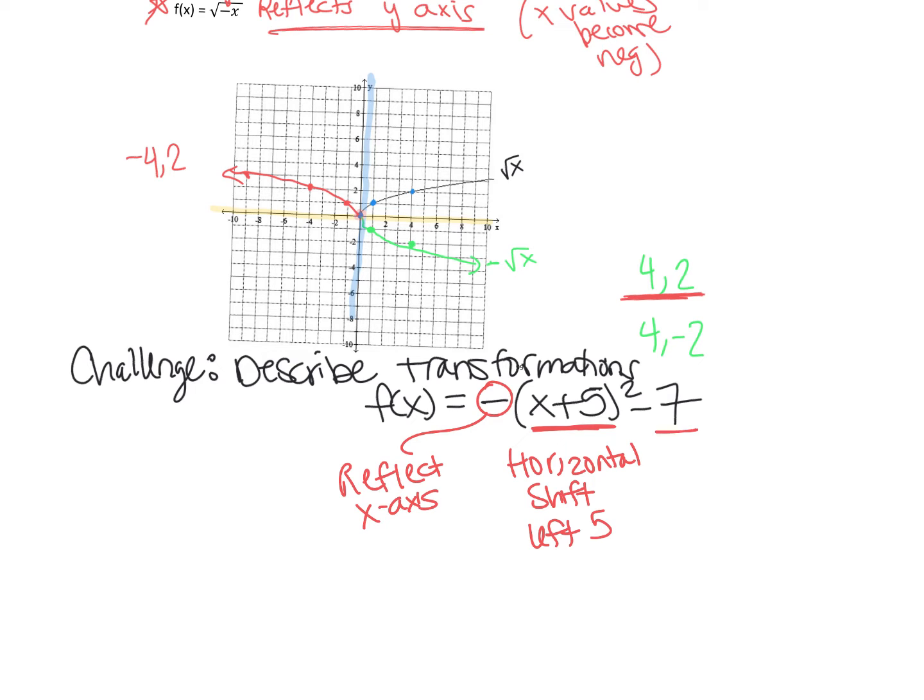And then the minus 7 is a vertical shift. Let me spell that right, sorry. A vertical shift down 7. And you just take it for what it's worth. If it's positive, it's going to move it up. If it's negative, it's going to move it down.